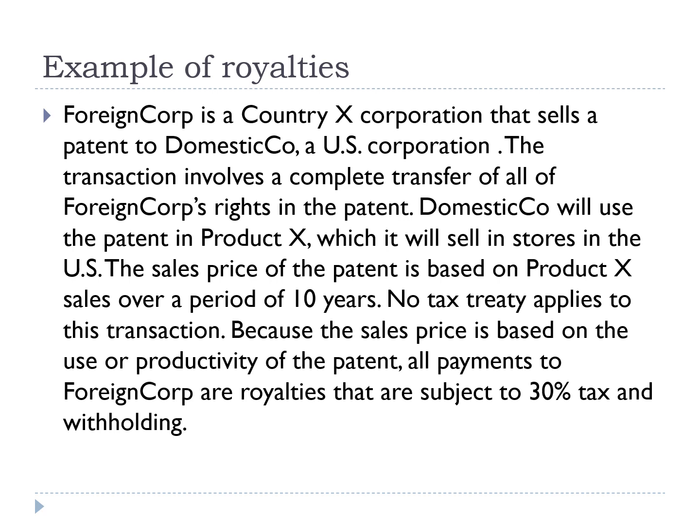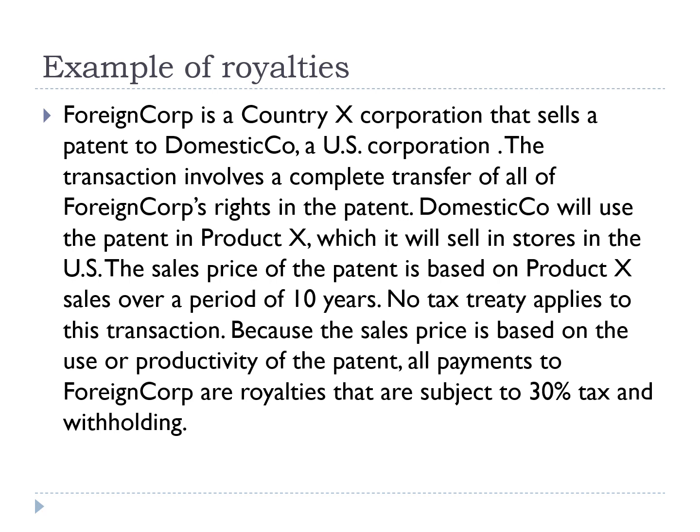Foreign Corp is a country X corporation that sells a patent to Domestico, a U.S. corporation. The transaction involves the complete transfer of all of Foreign Corp's rights in the patent. Domestico will use the patent in product X, which it will sell in stores in the United States. The sales price of the patent is based on product X sales over a period of 10 years. No tax treaty applies to this transaction.